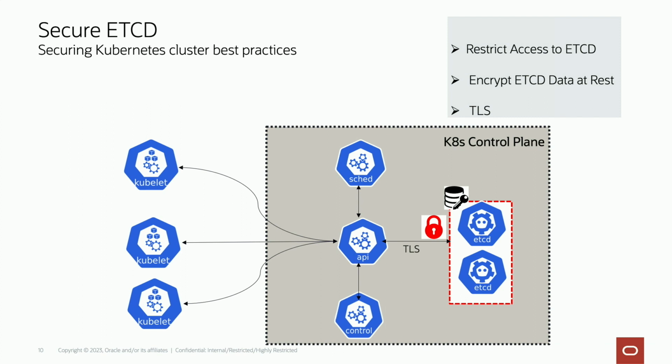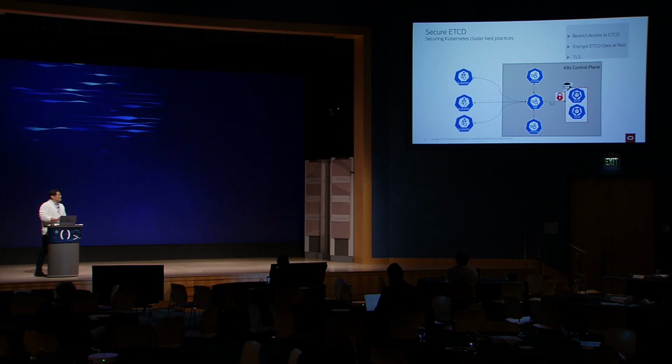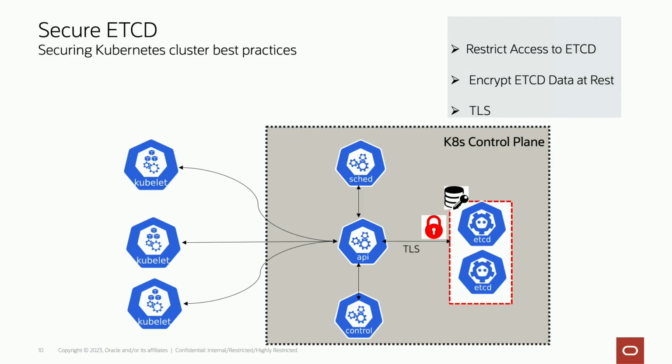If you're using a managed Kubernetes service like OKE, that's something you don't have to worry about. That's actually taken care of for you. In addition, with etcd, you do want to encrypt it, because if someone does get access to the etcd store, essentially they have admin access to your entire cluster. Any changes made within your etcd store are reflected in your cluster. So it's very important to lock it down.